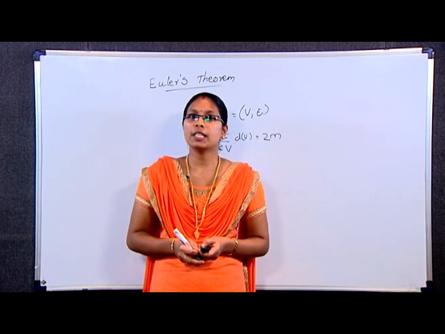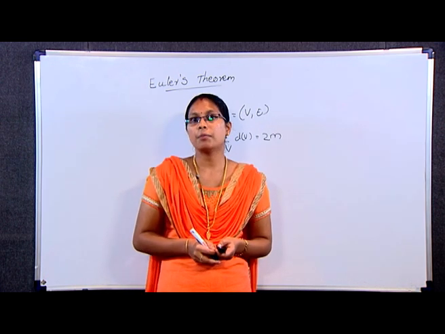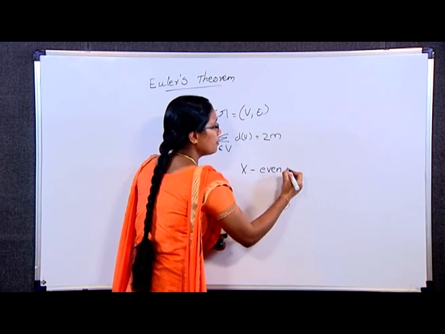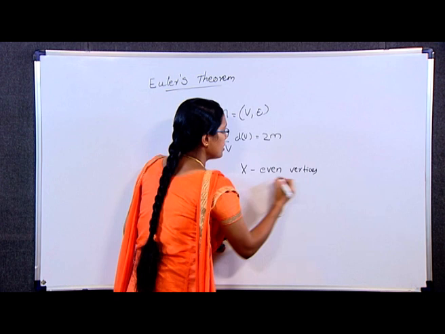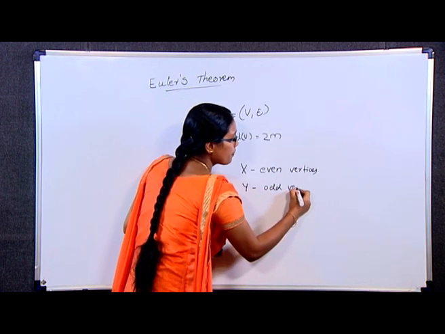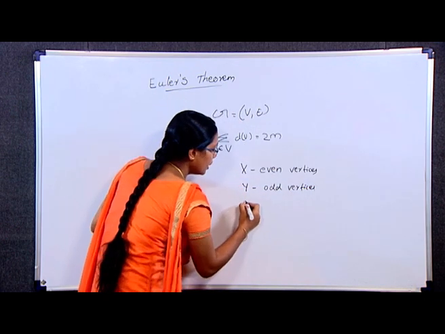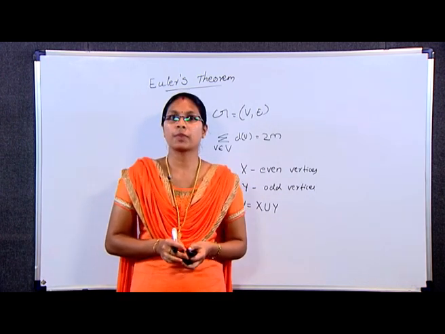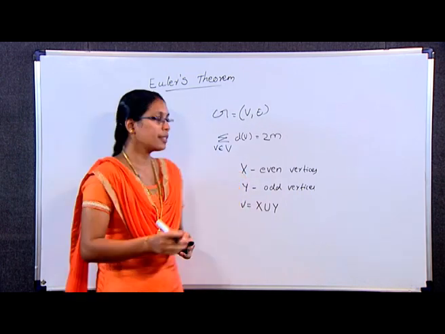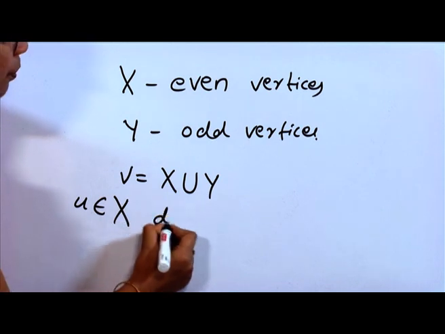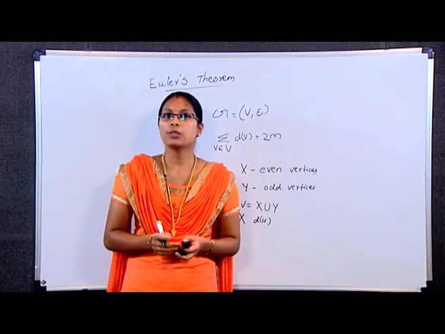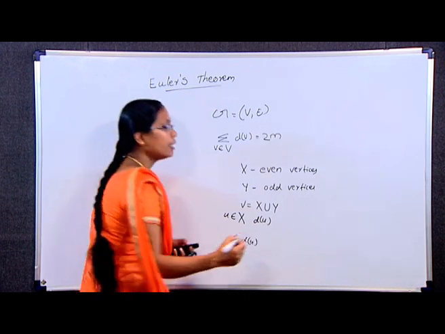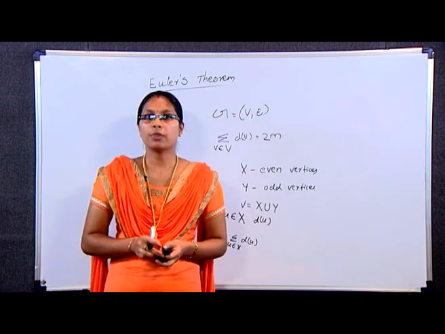Proof. Let X be the set of even vertices of G and let Y be the set of all odd vertices of G. Then V equal to X union Y, where V is the vertex set of G. Then for each u belonging to X, d(u) is an even number, and so the sum over u in X of d(u) is an even number, being the sum of even numbers.